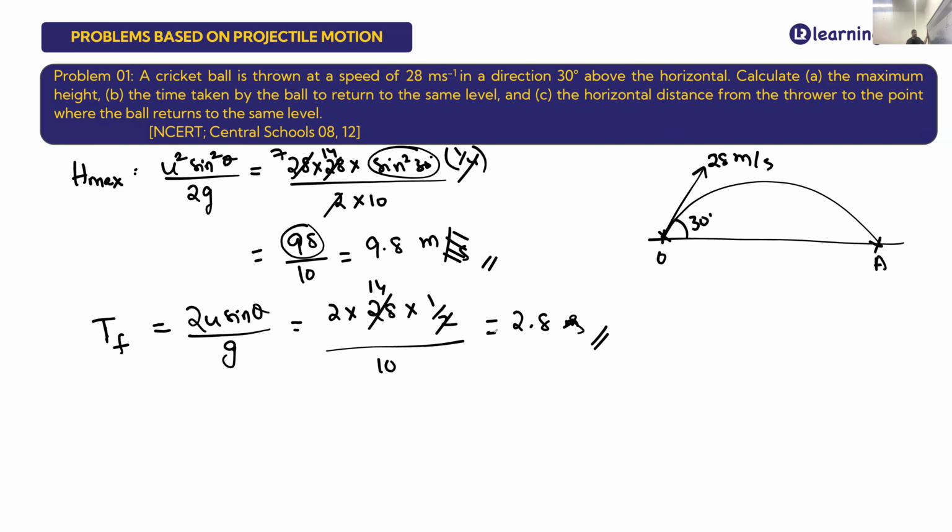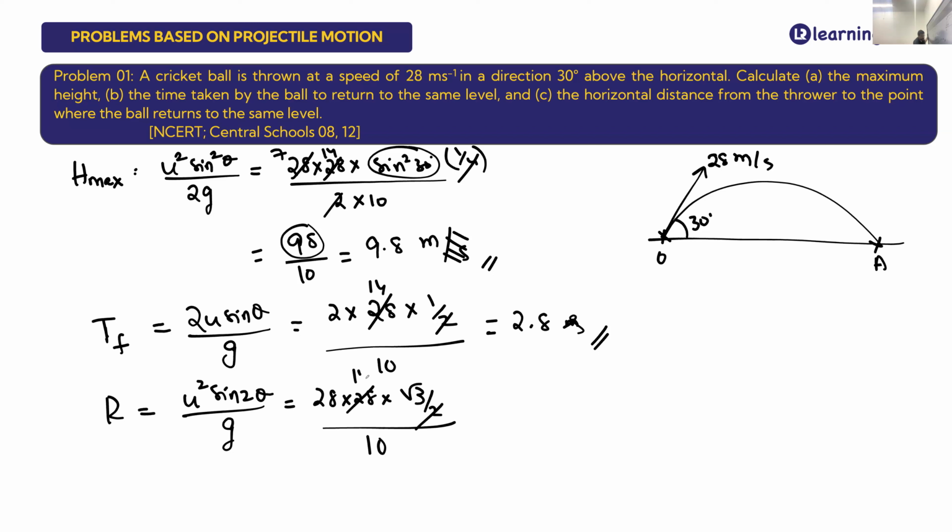Now, what about the range? Range is U square sin 2 theta, the whole divided by G. So U square is 28 into 28 into sin 60, which is root 3 by 2, the whole divided by 10. This will cancel this 14 times. So 14 into 28, how much did we get?